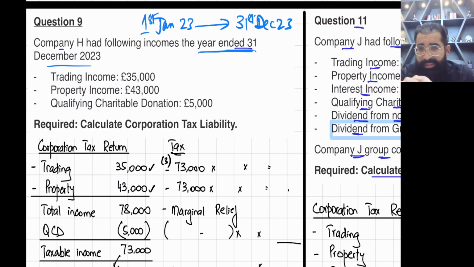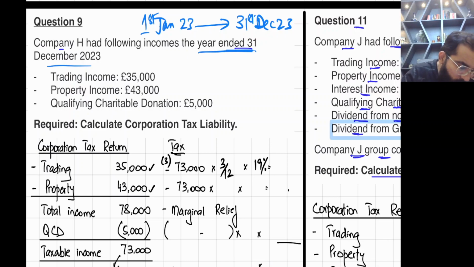So 73, be very careful, 73,000 is the income, taxable income for 12 months. So you will be doing 3 upon 12 first. You will multiply it by 3 upon 12. So you will get 3 months income. And then the flat tax rate at that time was 19%. At that time there were no limits, nothing. So 73,000, this will be 3468.